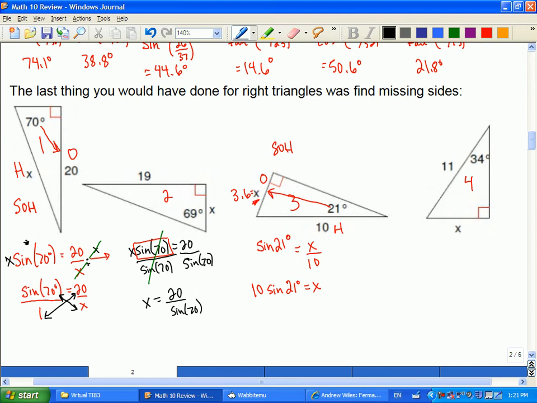20 could go to the top right or down to the bottom left. 1 could go up or down. As long as you move on those diagonals, then you'd be okay. But be careful because that only works in this one instance where there's two fractions right there on either side of the equation. Okay?